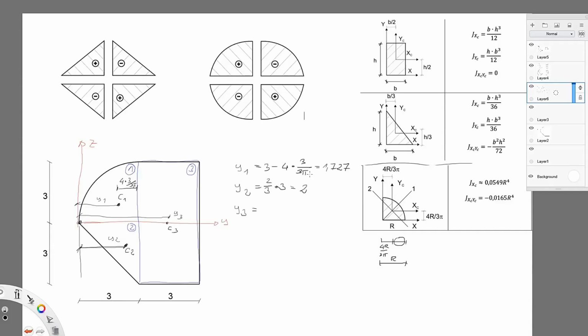y3 is the simplest because we are in the center of gravity of a rectangle with dimensions 3x6, but we are interested in this distance. So on one side here we have already 3, and we know from the dimension line that here we have 3. And we add this piece here. So we have 3 plus 3 halves, because half of 3. You don't even need a calculator for that, it comes out to 4.5.